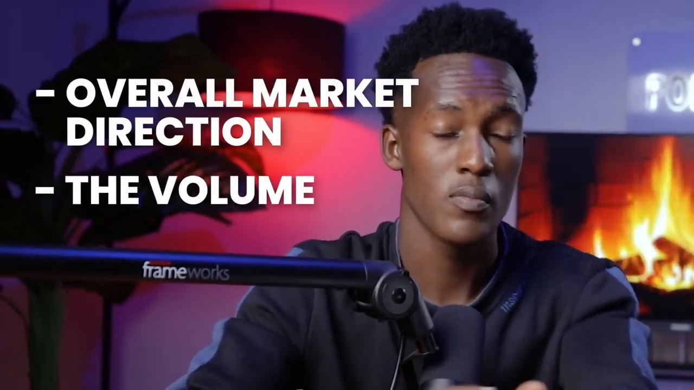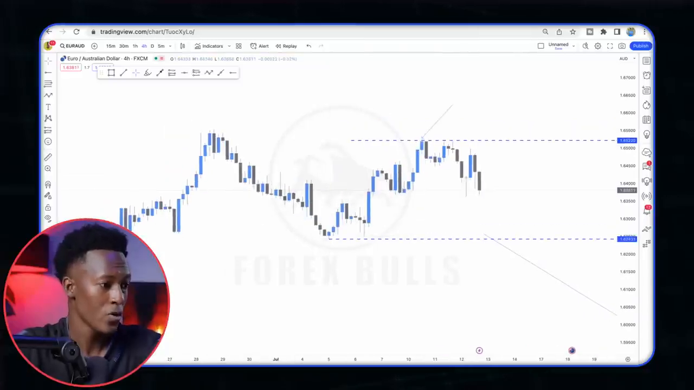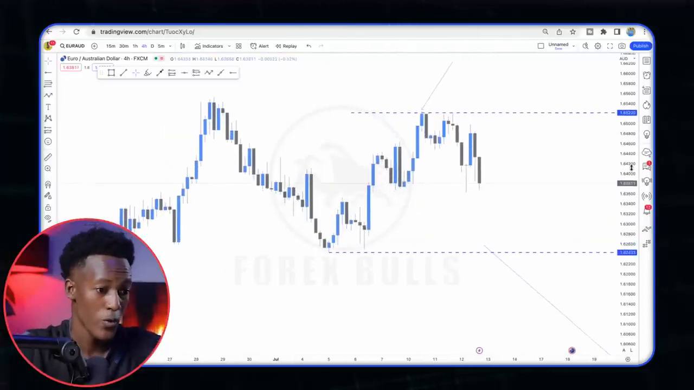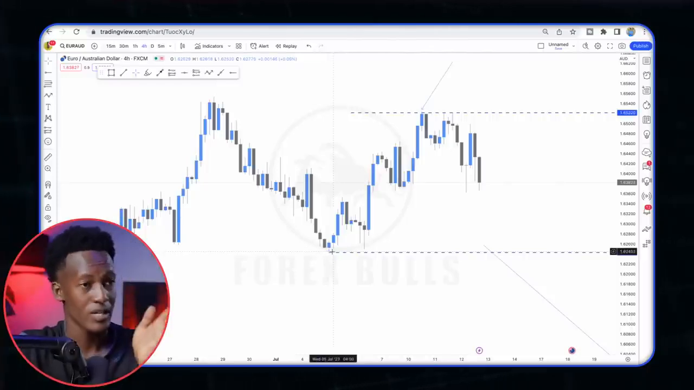So mainly what I'm trying to focus on is the overall market direction, and then we shall also consider the volume, because at the end of the day we shall also see how the candlesticks are behaving. Well, if it was an uptrend, could we expect a reversal at any point? Just like that. So there we go. Now on Euro AUD H4, we now have 2 points. We have this level up here, and then we also have this one down here.